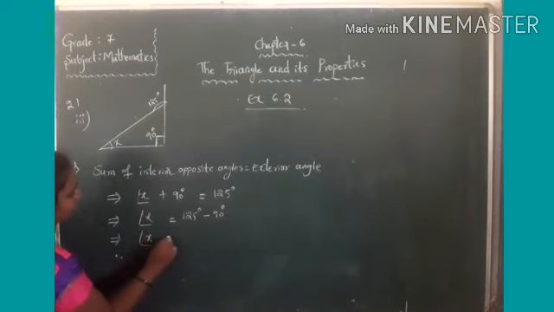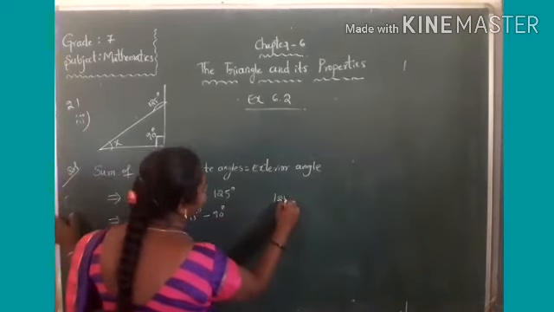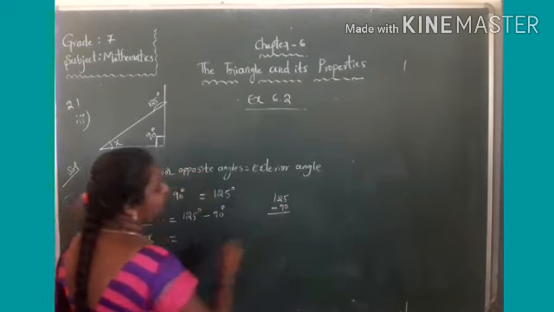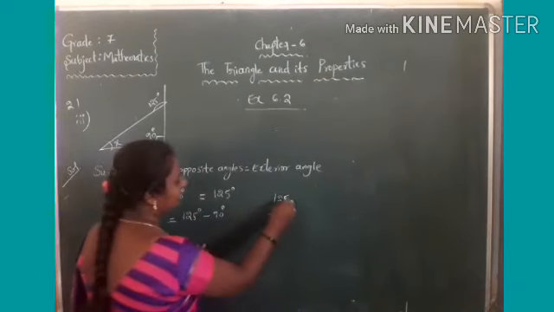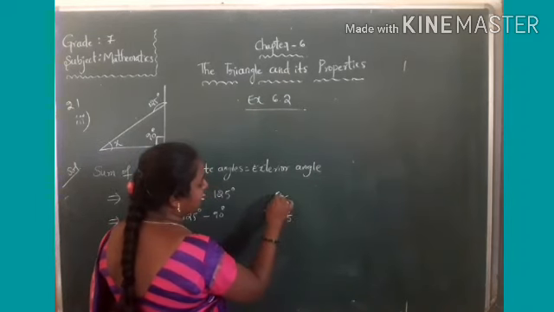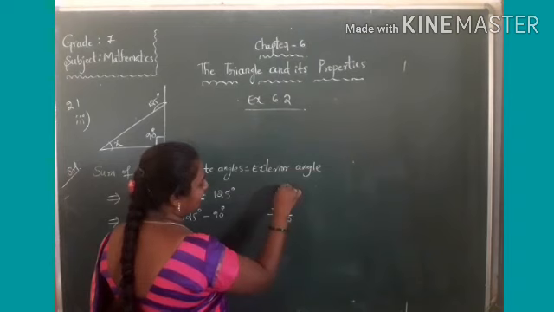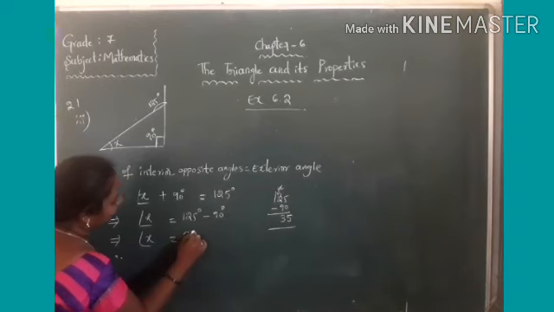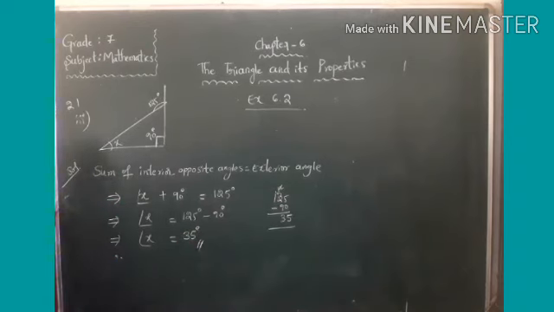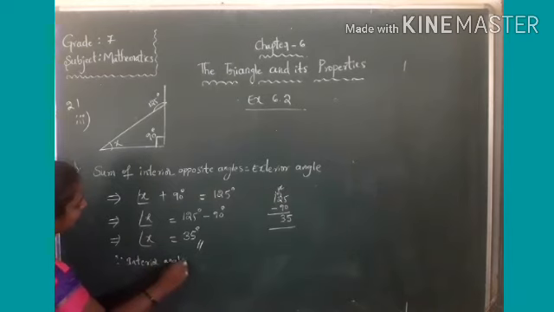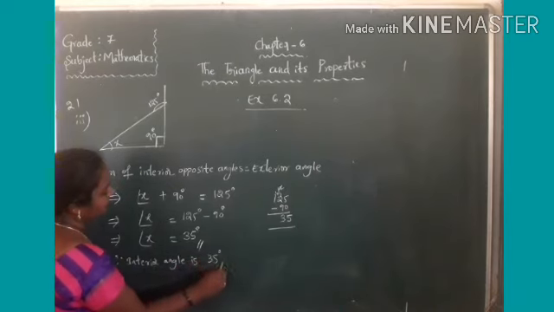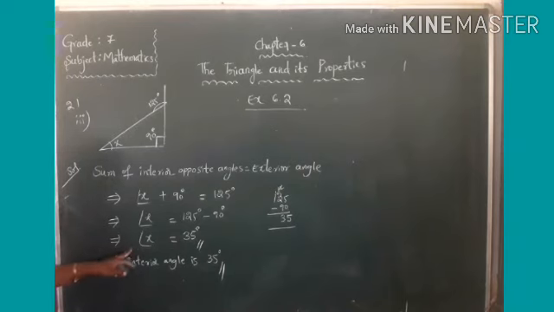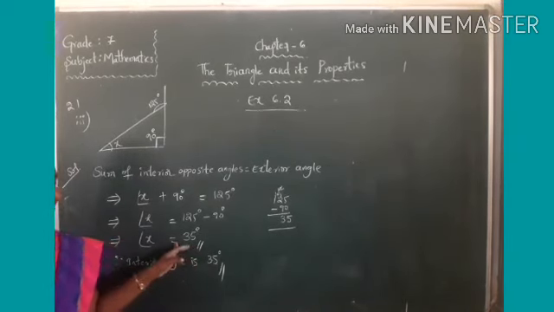Now angle x is equal to 125 minus 90. Subtract: 5 minus 0 is 5. Then take borrow here, it becomes 12. 12 minus 9 is 3. So the one more interior angle is 35 degrees. Therefore the interior angle, angle x, is equal to 35 degrees.